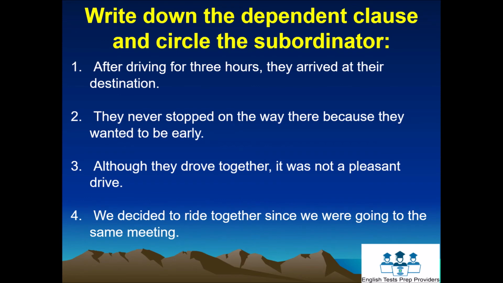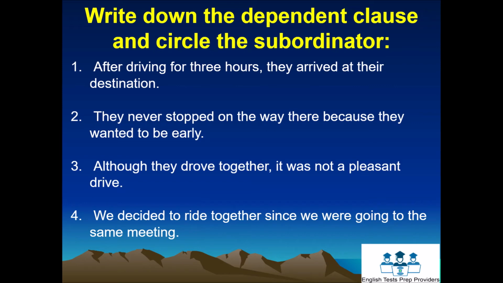Okay, so probably you can prepare a pen and paper and number your paper 1 to 4. So in our practice, I want you to write down the dependent clause and circle the subordinator. Okay? Write down the dependent clause and circle the subordinator.